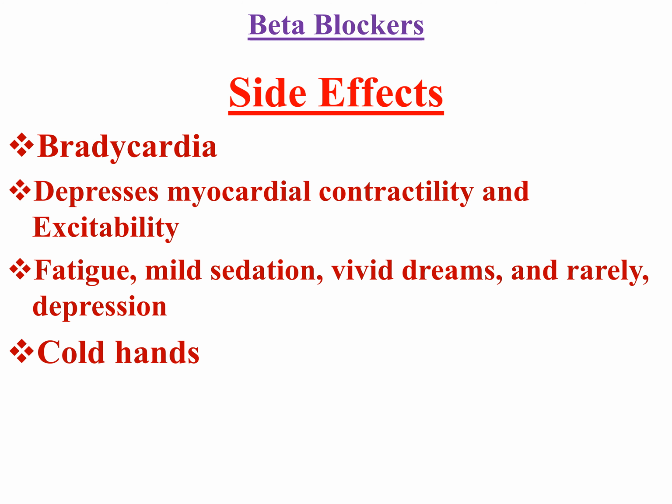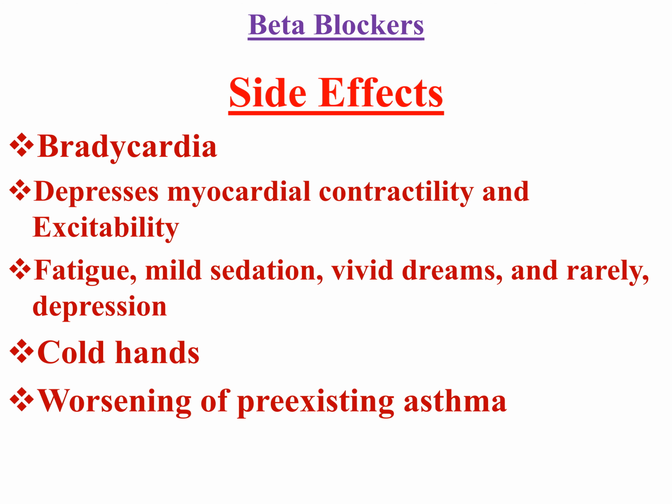Also, they produce cold hands, and they are going to worsen pre-existing asthma. The cold hands are understandable because they block the beta-2 receptors in the blood vessels. Usually, stimulation of the beta-2 receptors in the smooth muscle of the blood vessels leads to vasodilatation, so now you are producing vasoconstriction. The same explains the worsening of pre-existing asthma, because again they are blocking the beta-2 receptors in the smooth muscle of the bronchi.